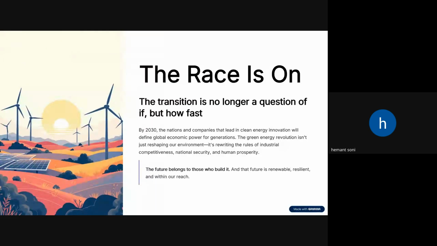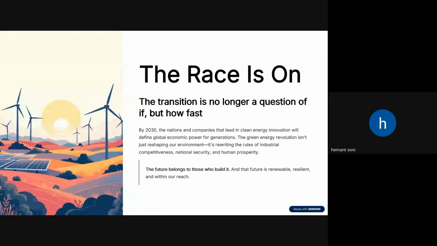So, by 2030, the nations and companies that lead in clean energy innovation will define global economic power for future generations. The green energy revolution isn't just reshaping our environment, it is rewriting the rules of industrial competitiveness, national security, and human prosperity. Obviously, when the industry is able to produce the products at a competitive rate, they will be able to sell it at a relatively cheaper price and then garner a market share. And in the long run, they will be able to profit from it.